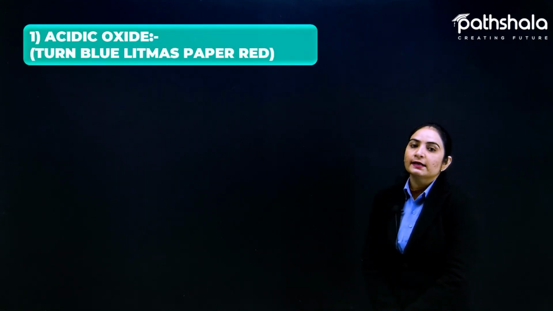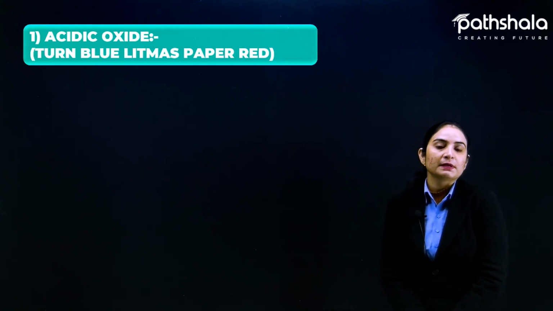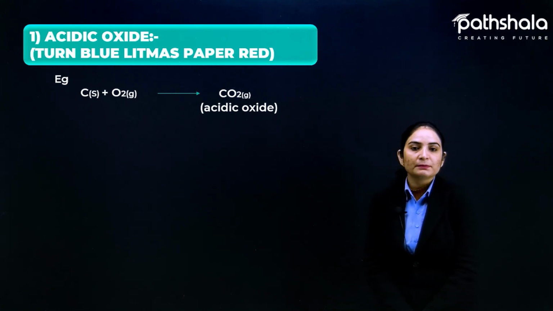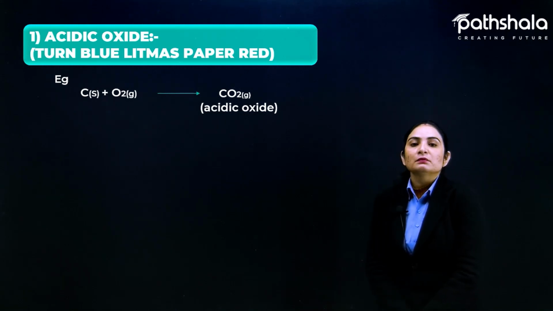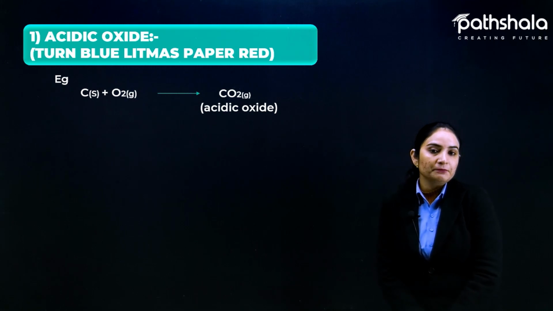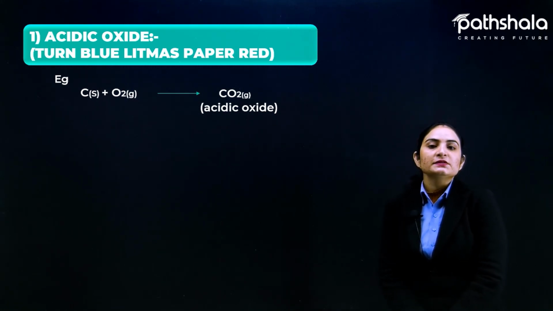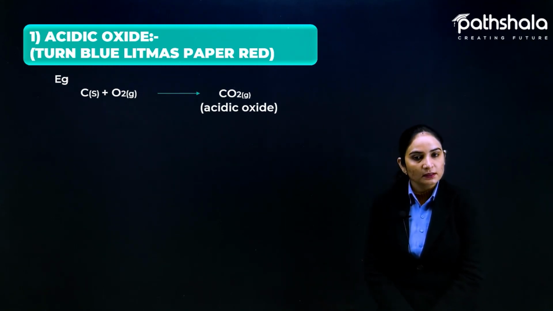So how can we come to know that they are acidic? Because they can turn blue litmus paper into red. Let's see first of all, the reaction of carbon plus oxygen forming carbon dioxide. When we dissolve this carbon dioxide in water, or otherwise test this gas with litmus paper, we will get a color change which indicates that the particular oxide formed is acidic in nature.